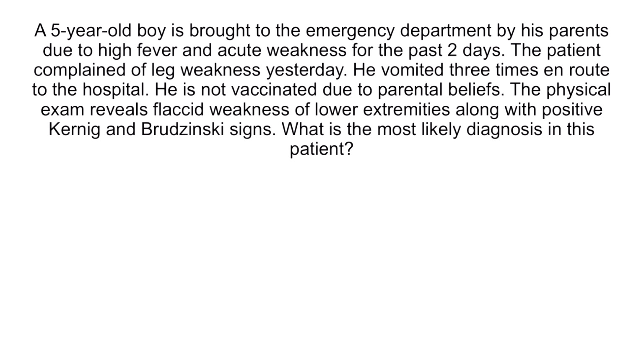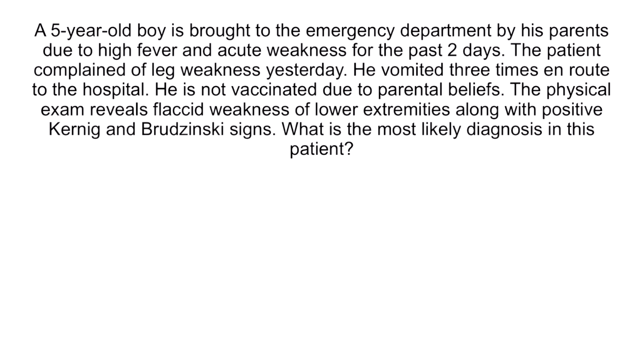A 5-year-old boy is brought to the emergency department by his parents due to high fever and acute weakness for 2 days. The patient complained of leg weakness yesterday. He vomited 3 times en route to the hospital. He is not vaccinated due to parental beliefs. The physical exam reveals flaccid weakness of lower extremities along with positive Koenig and Brudzinski signs. What is the most likely diagnosis in this patient?